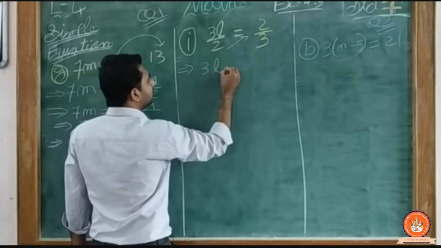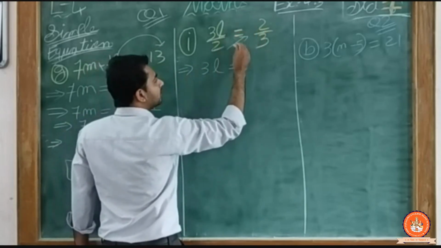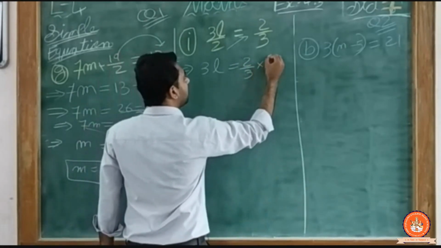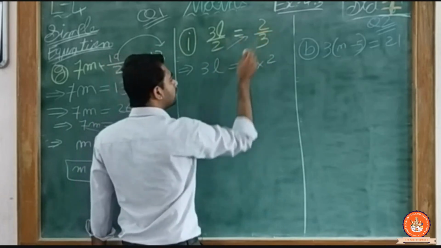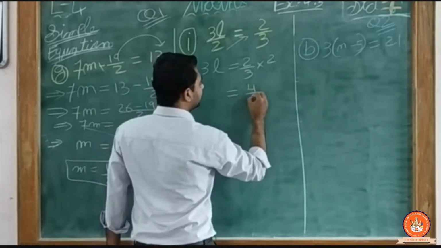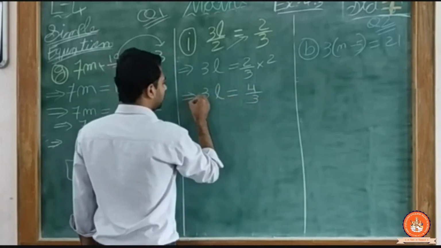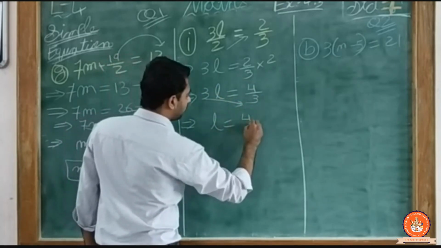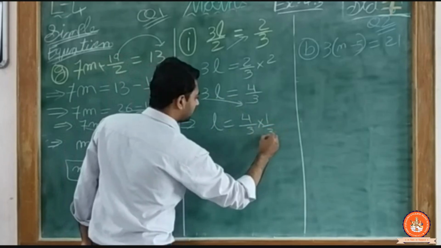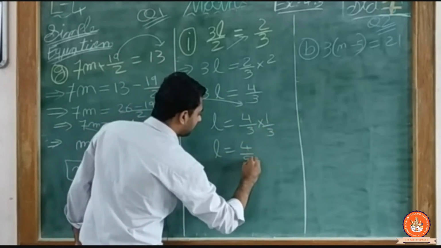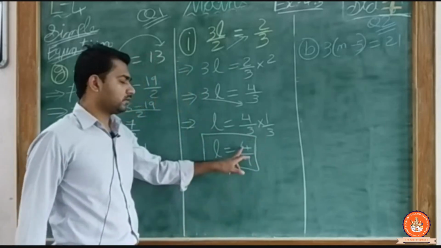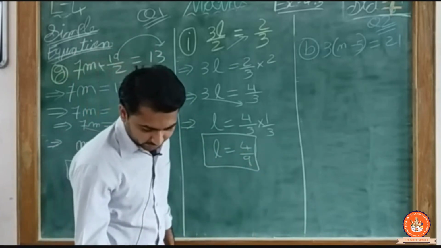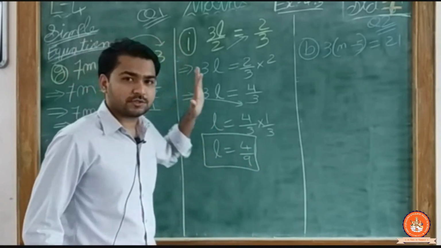So 3L is equal to, 2 will go on the right side, it will come in the numerator, so 2 by 3 as it is, multiply by 2. Okay, denominator goes to numerator, so it will become 4 by 3, 3L. Clear? Now this 3 will go down, so L is equal to 4 by 3 multiplied by 1 by 3. So L is equal to 4/9. So it is not divisible, your answer will become in decimal form. So leave it as it is, 4/9. Okay, students, now I have completed question number 1.